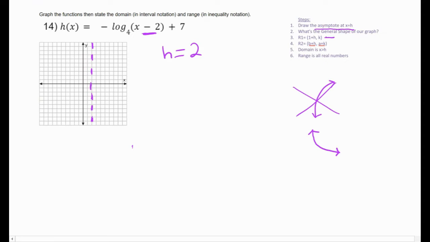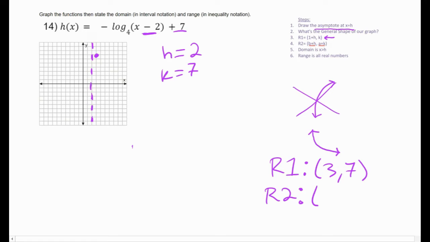Next, I'm going to use our reference points here to help us out. Reference point 1 is 1 plus h, which is the x value, and then k. I know my k value from my equation is just 7. So 1 plus h, so 1 plus 2 is 3. My k value is 7. So there's my first reference point. I will plot that. 1, 2, 3, 1, 2, 3, 4, 5, 6, 7. There's my first one.